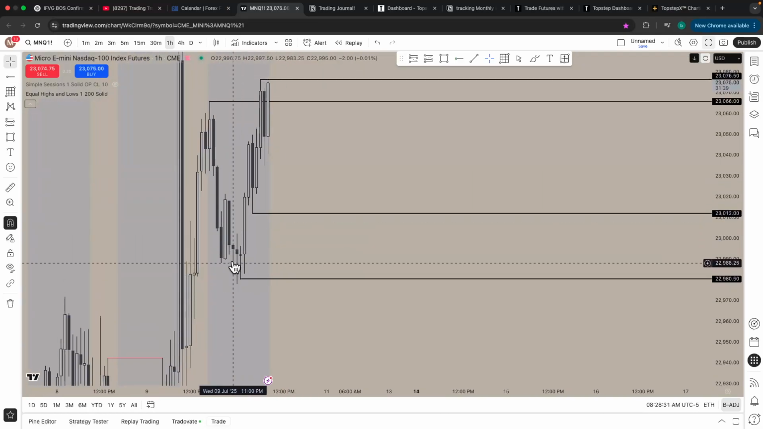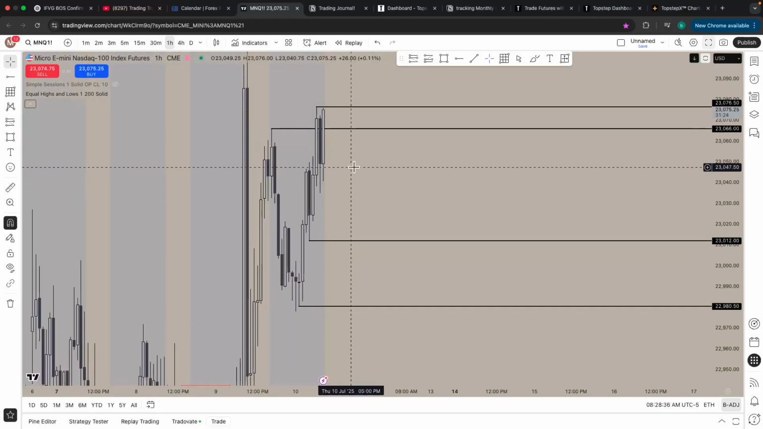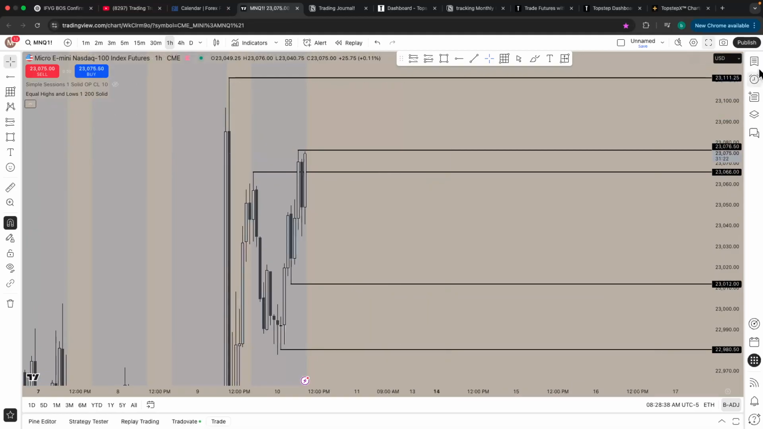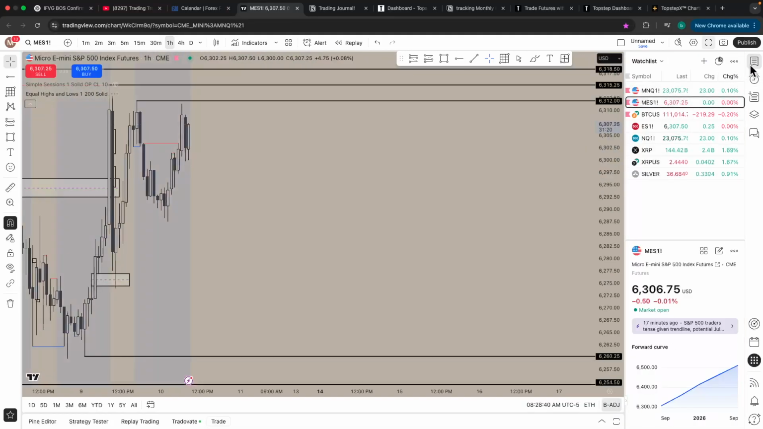Because that's running an uptrend. It's a down candle. I mean, it's indecision, but down candle, up candle. I think it sweeps that out. Let's go to my watch list. Let's go over to ES.